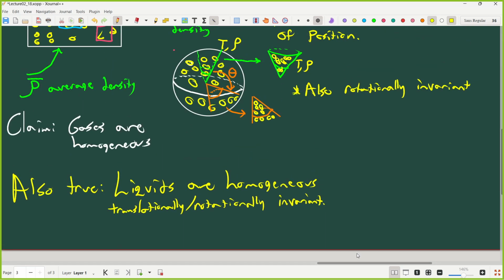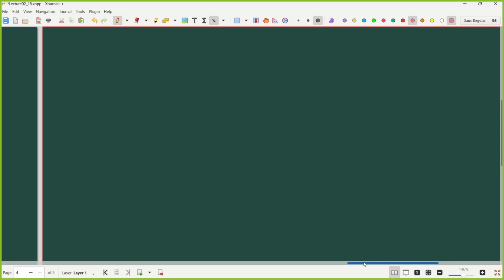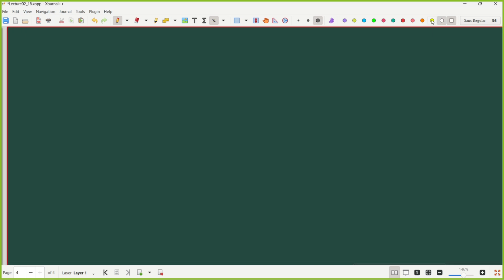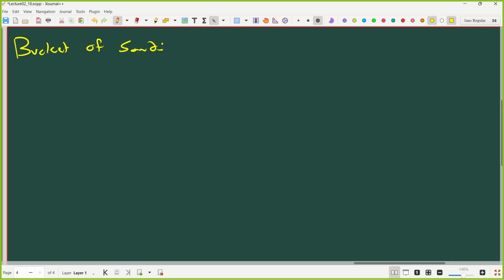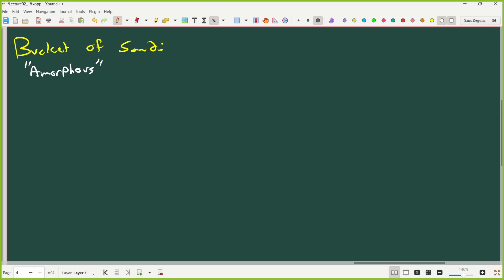Right, and the way to think about this, so let me write this. I just want to do this for my notes, and I'm going to go to the next page. Okay, so what about solids? All right, so let's consider two different types of solids. The first one I want you to consider is a bucket of sand. This is an example of an amorphous solid, e.g. a powder. Can I spell this right? Amorphous. I think that's how you spell it. If it's not, correct me.